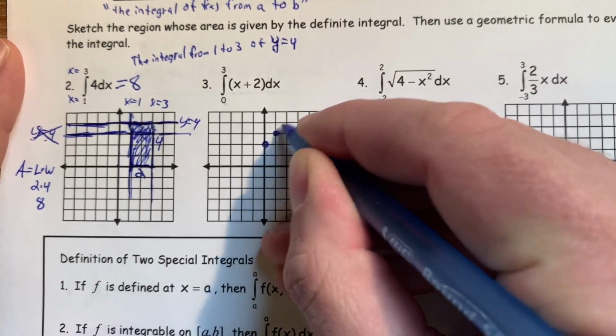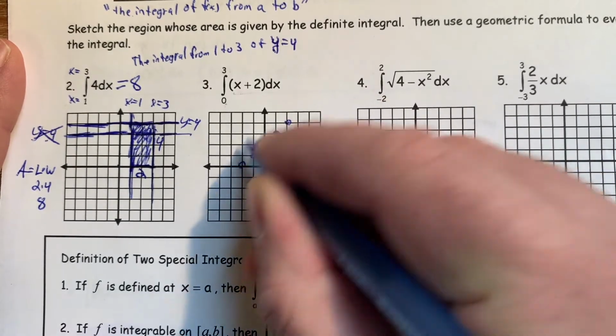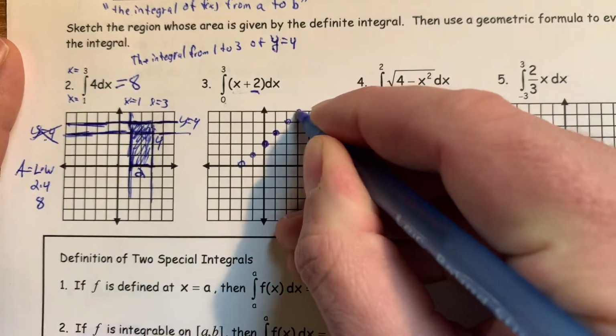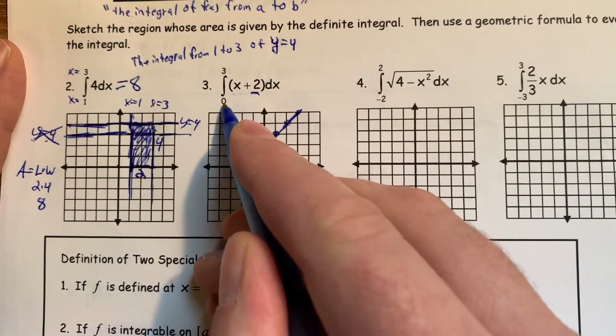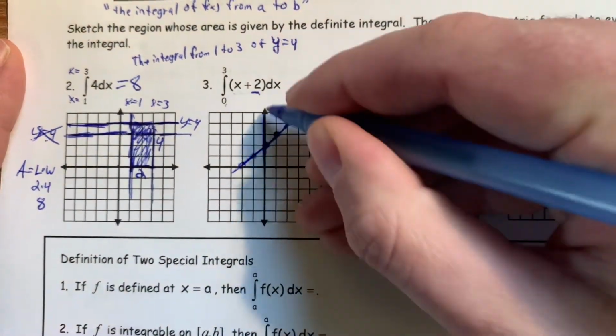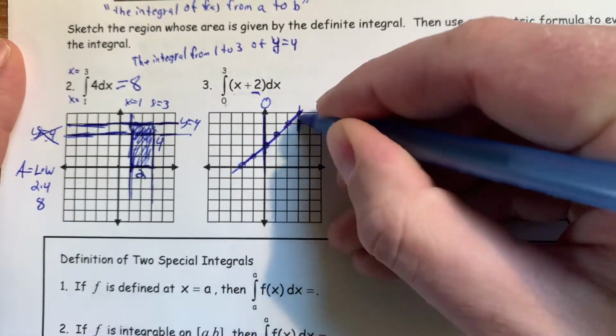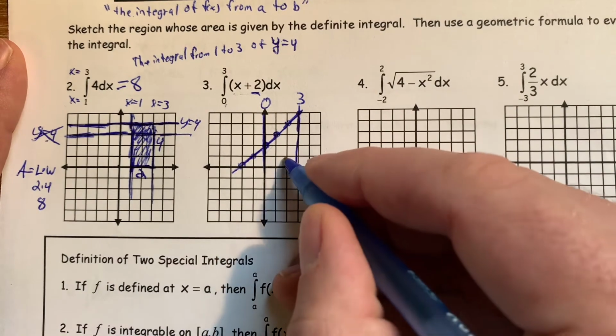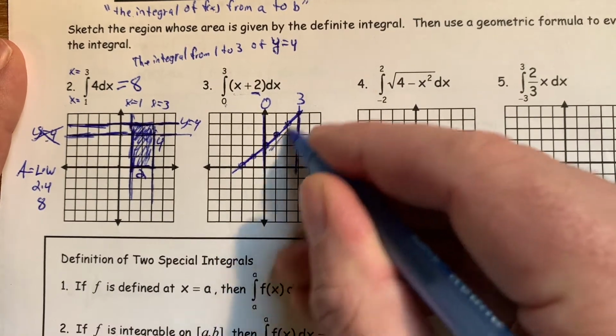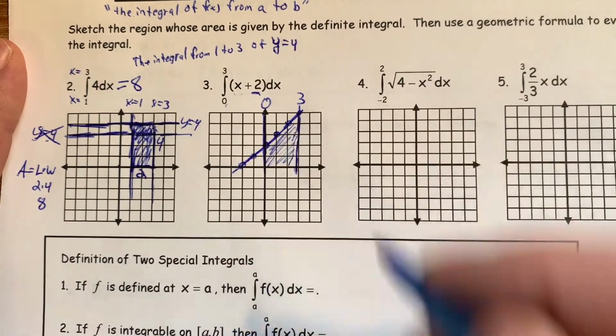So hopefully you graphed y equals x plus 2. So it has a slope of 1 and a y-intercept of 2. This is y equals x plus 2. And we're doing the integral from x equals 0 to x equals 3. And this time we do not have a rectangle. So this area is going to be a little harder to find.